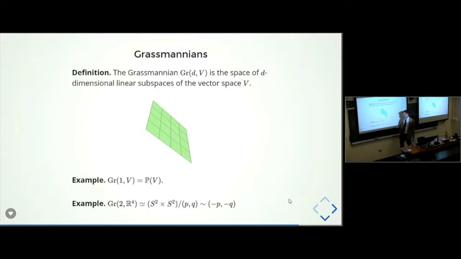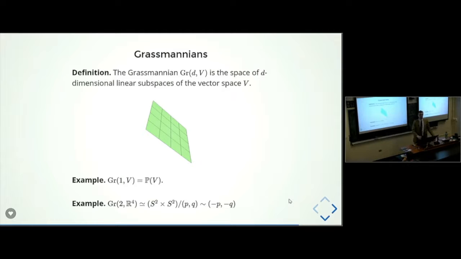Here's one of my favorite examples. If I take two-dimensional linear subspaces of R4, a little hard to visualize, it turns out that that space is isometric to a double cover of a product of round two spheres. So it's four-dimensional. That's not too hard to convince yourself of, but it's actually just round S2 cross round S2, where I take the quotient that identifies pairs of antipodal points. So PQ is the same as minus P minus Q, which is kind of cool.